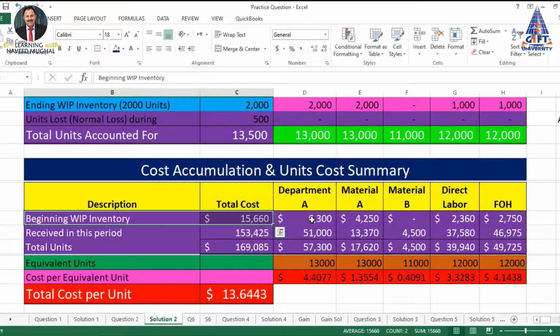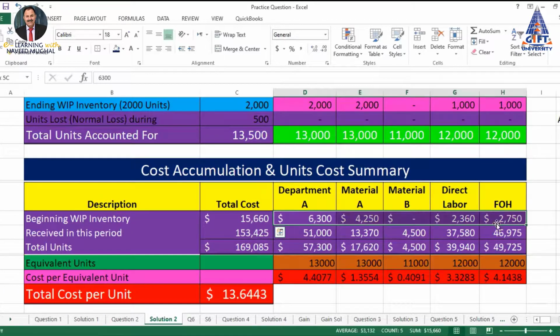Here we will have beginning work in process cost, and for the application of the weighted average method, we need the breakup of these costs. So we will write down the breakup under each cost element: 6300 department A, 4250 material A, 0 material B, 2360 labor, and 2750 FOH. If we don't have this breakup, we cannot apply the weighted average method.